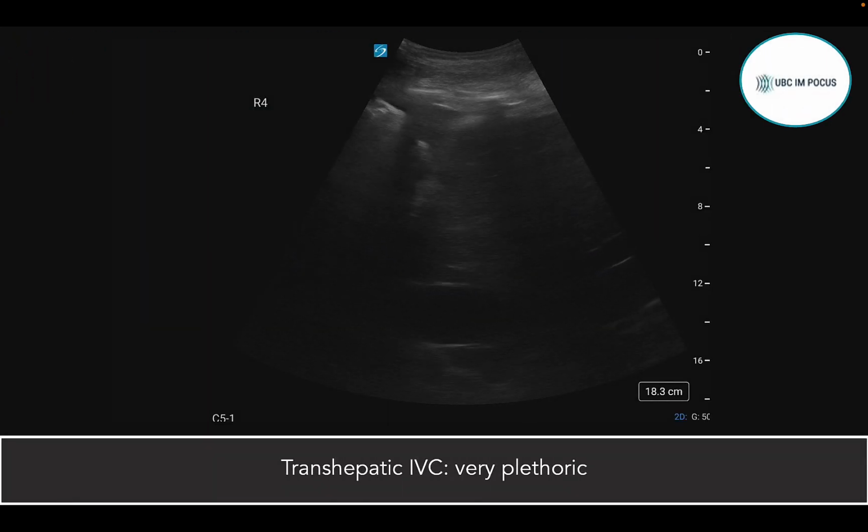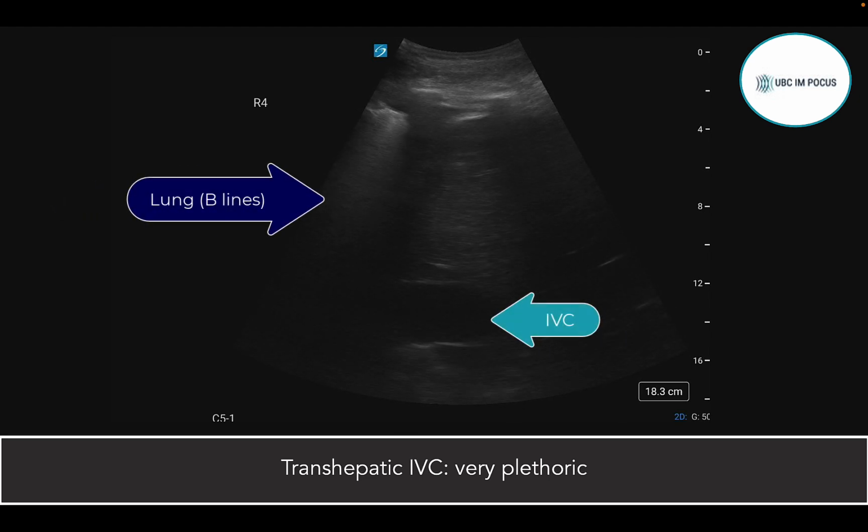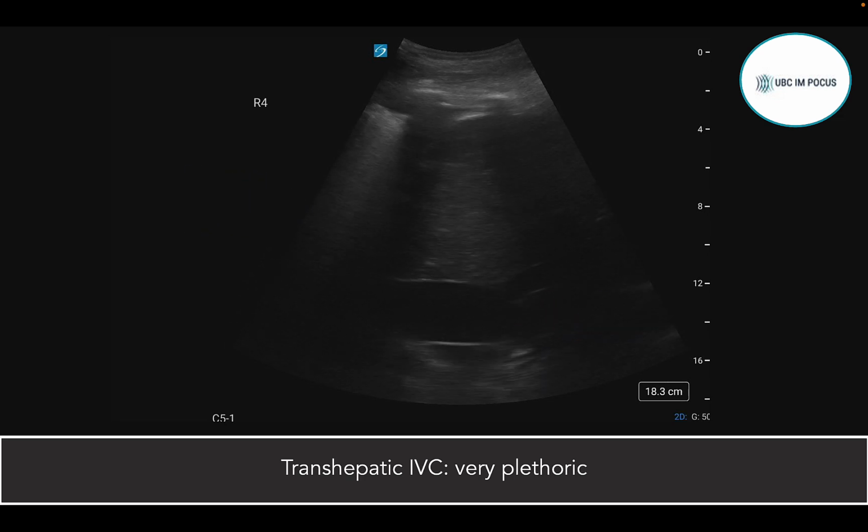This is a transhepatic IVC, not the best view. You can actually see some B lines there on screen left, but you can see a segment of the IVC. So again, this wouldn't be perfect, but if this was all I had, then I would go ahead and measure the IVC here, certainly looking pretty plethoric, and I would try to do a short axis from this view as well.